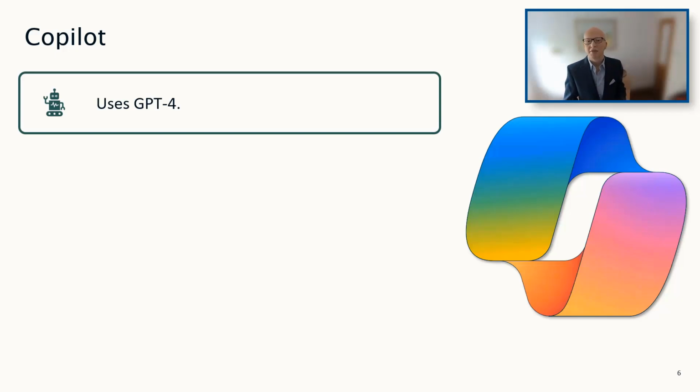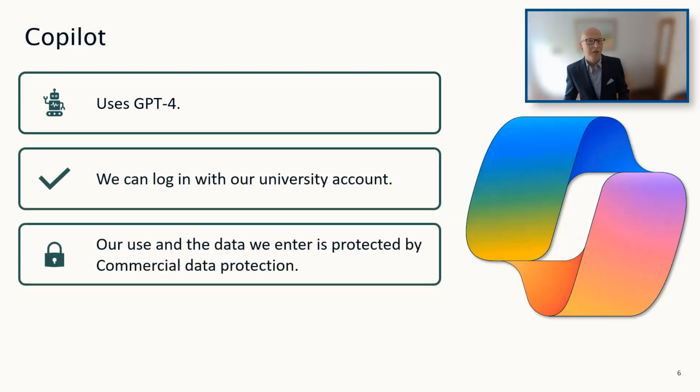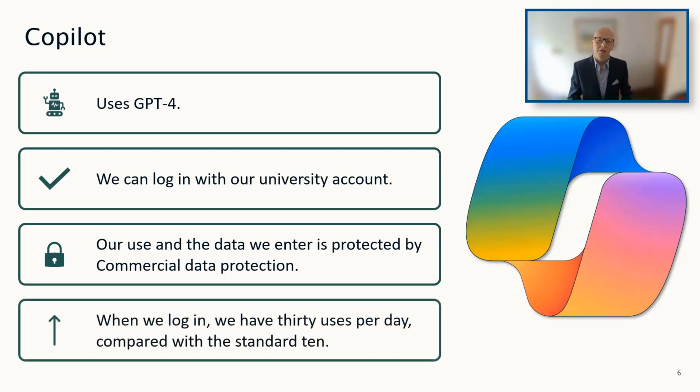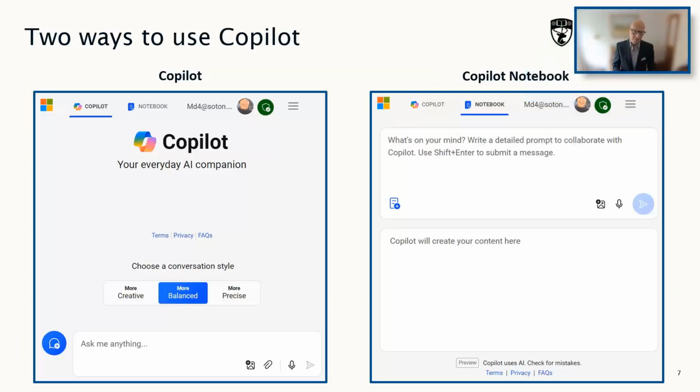Copilot uses a customized version of GPT-4 from OpenAI. As a Microsoft institution, we can log into it with our university account. This gives us a level of protection where our data isn't saved and won't be used to train AI models. Microsoft can't view the chat either, and usage isn't linked to individuals, and our university's identity is removed before the data is sent. And using our institutional accounts, we have 30 responses a day we can use compared with the standard 10.